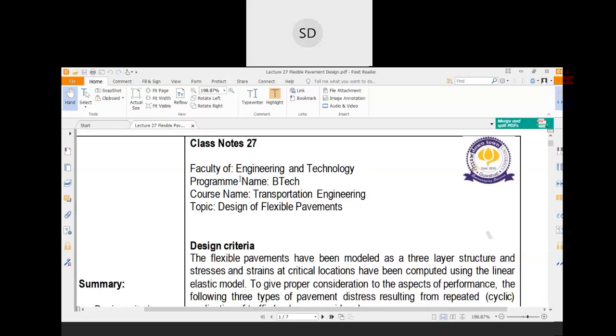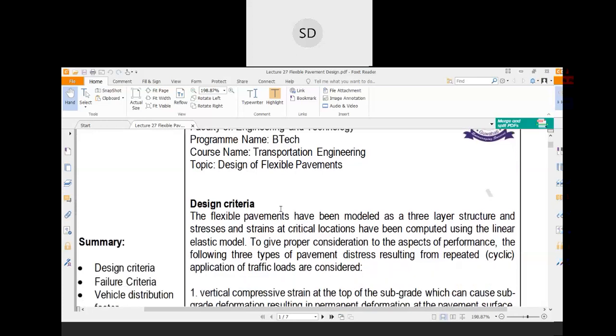So till now we have discussed different components of the flexible pavement and rigid pavement, different characteristics of the materials, and different tests associated with the material testing of flexible and rigid pavement. Now, in this class, we'll discuss the design parameters of the flexible pavement and what are the different components of the flexible pavement design.